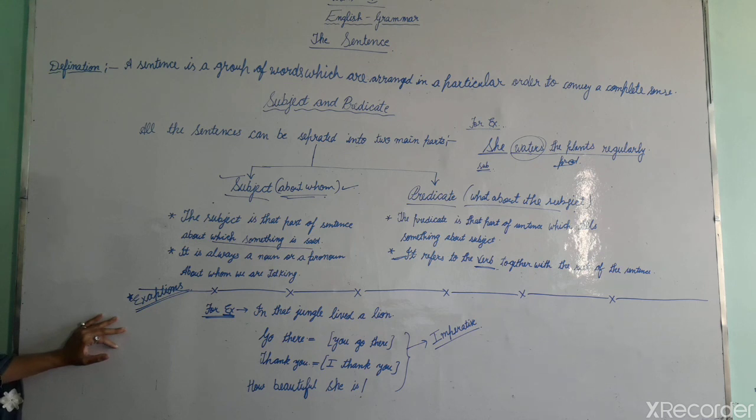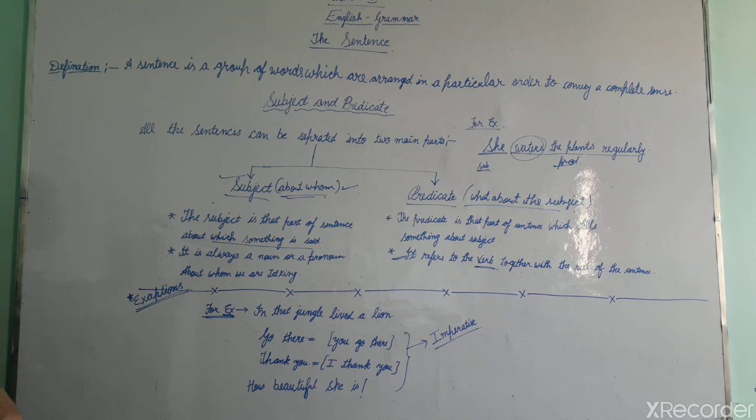For example, the subject does not always come at the beginning of the sentence. Sometimes it comes at the end of the sentence. Sometimes it is not even mentioned in the sentence. And sometimes it comes in the middle of the sentence.